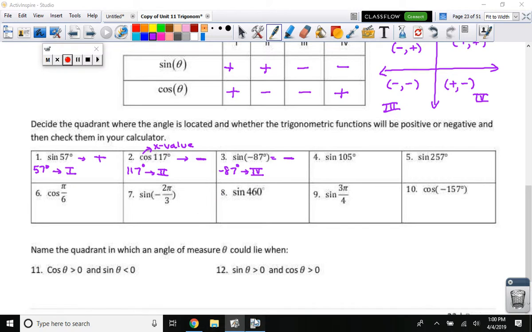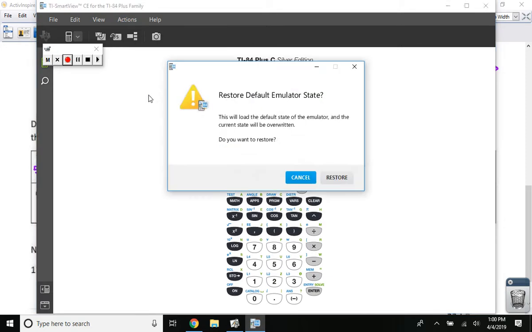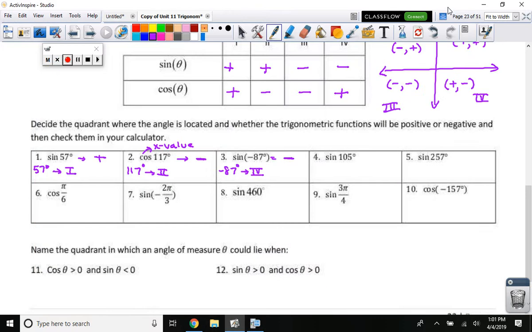So if I pulled up my calculator, it's done in degrees. And that was sine of negative 87. I'm not worried about what the actual answer is. I'm worried about whether it's positive or negative. So sine of negative 87 is a negative number. Okay, that's all we're figuring out, whether the number is going to be a positive or a negative number.